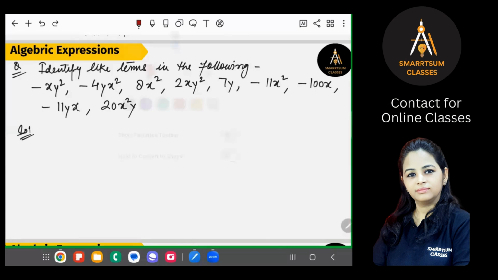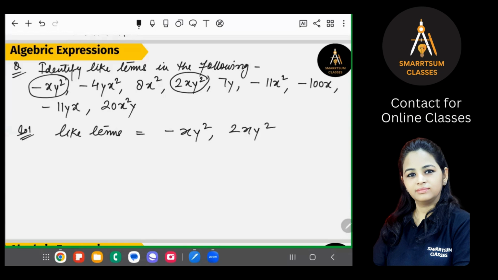So now look here. Minus xy square. Right? So what are the literal factors? X and y square. Now check if there is any other xy square. Yes, 2xy square. Do not look at the constant factor. Only check the literal factor. Xy square, xy square. Very same. So these are like terms, right? So just write down like terms: minus xy square, 2xy square. Now we can find another set of like terms.